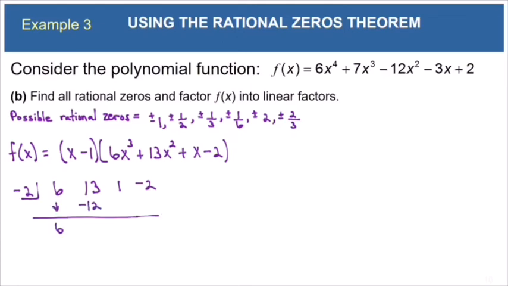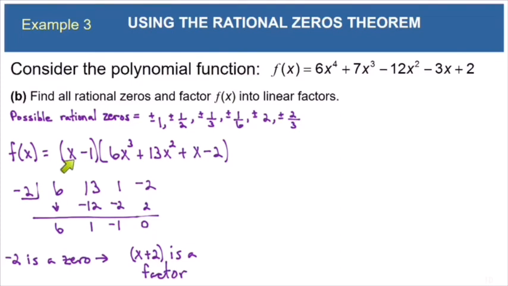So pull down the 6, multiply, add, multiply, add, multiply, add, and you can see that negative 2 is a 0 of this third power expression, and that means that it's also a 0 of this big expression too. So now this is what we have. Negative 2 is a 0. That means that x plus 2 is a factor, and that means that our function has now been broken down into x minus 1 times x plus 2 times this quotient, so times 6x squared plus x minus 1.